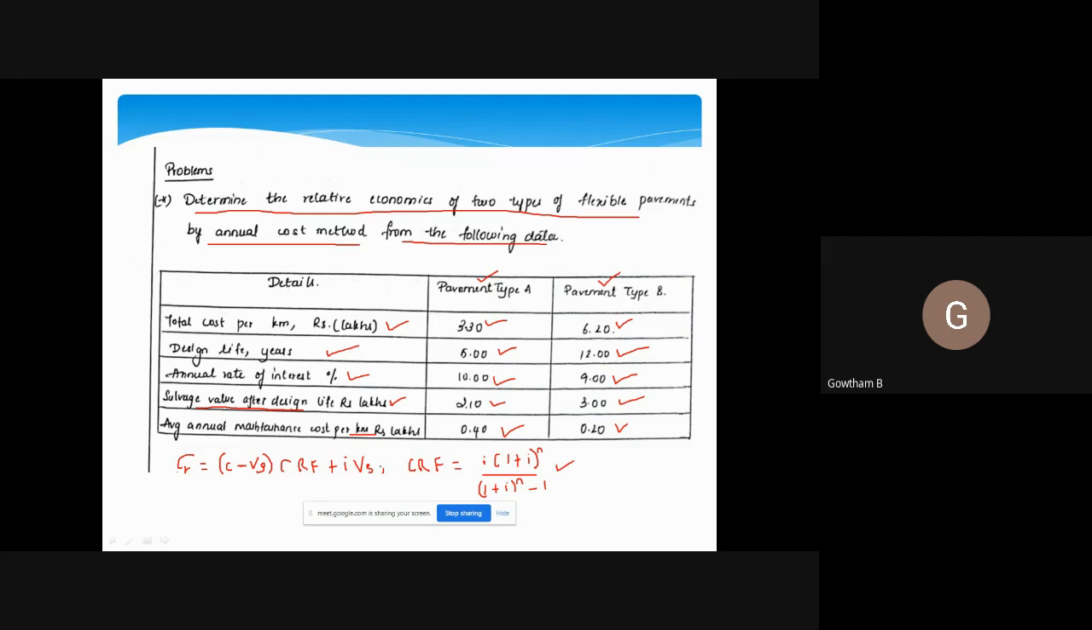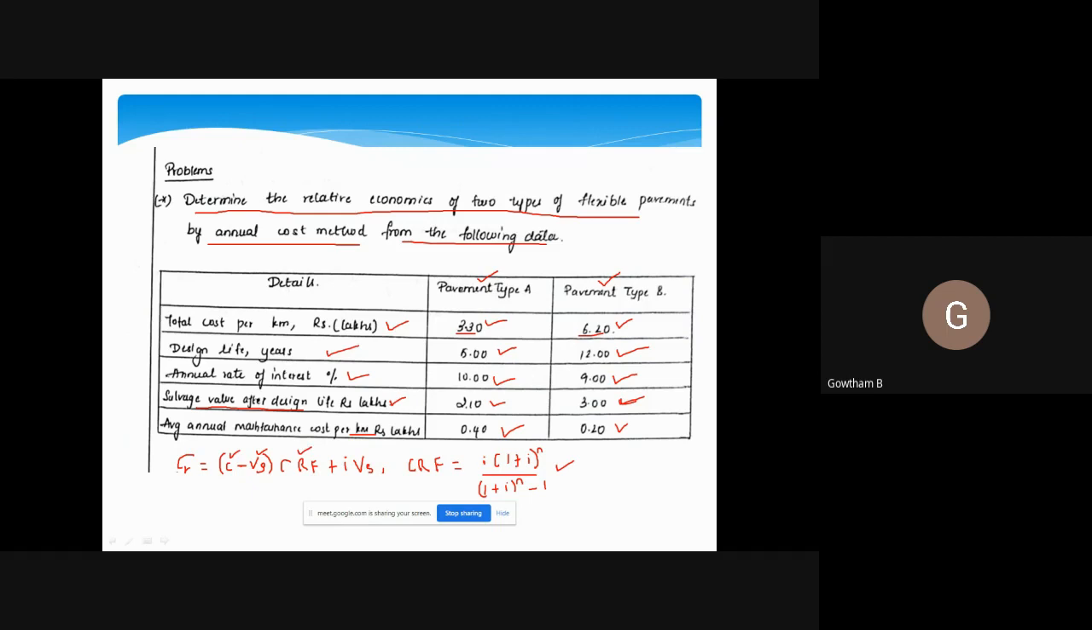Now we just see, the formula is there, we know what C stands for, what VS stands for, what CRF stands for. We just see whether all data is available in the problem to do an economic analysis. C stands for the total cost of investment. It is available, correct? For payment type A it is 3.3, and for payment type B it is 6.2. Next, VS stands for salvage value. Salvage value for payment type A is 2.1 lakh, and for payment type B it is 3 lakh. So salvage value VS is also available.